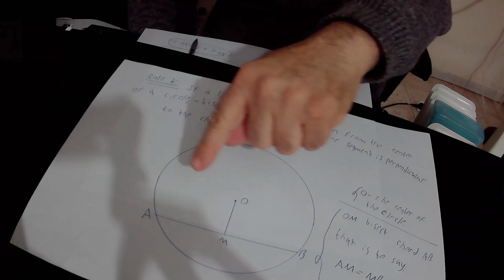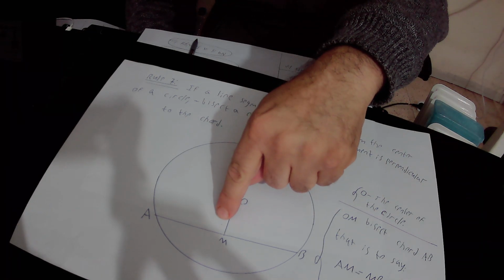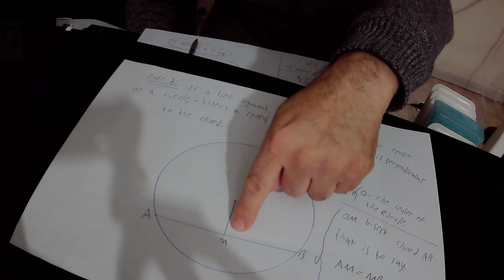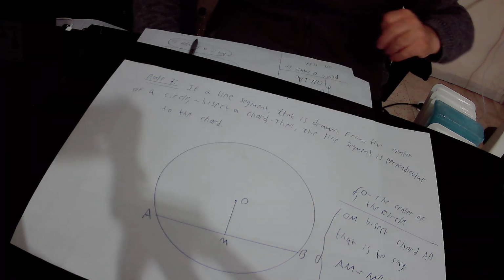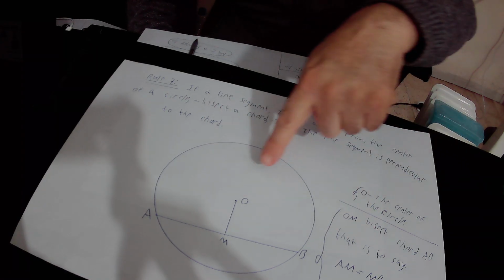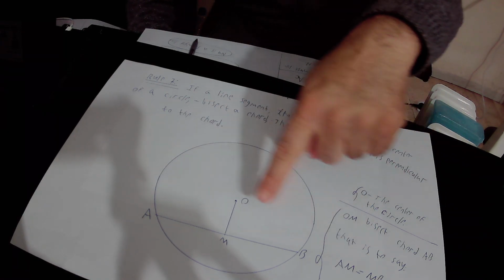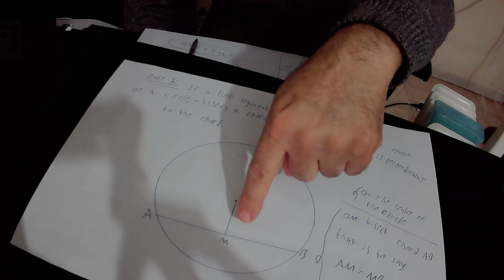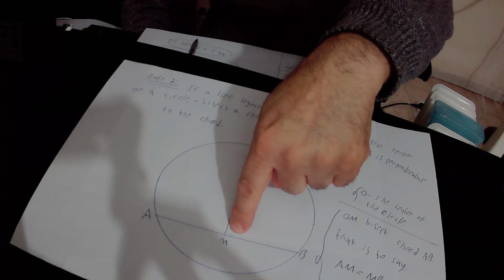OM is perpendicular to AB, that is to say this angle equals 90 degrees and this angle equals 90 degrees. Again, whenever you have a line segment from the center of the circle that bisects the chord, then that line segment also will be perpendicular to the chord. Here OM bisects AB, therefore OM will also be perpendicular to AB. That is to say, this angle equals 90 degrees, and this angle will also equal 90 degrees according to rule number 7. So you can actually implement rule number 7 in our drawing.